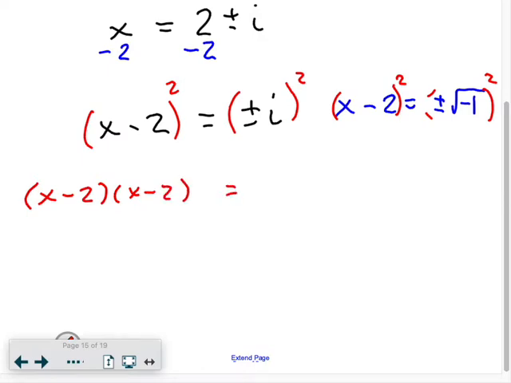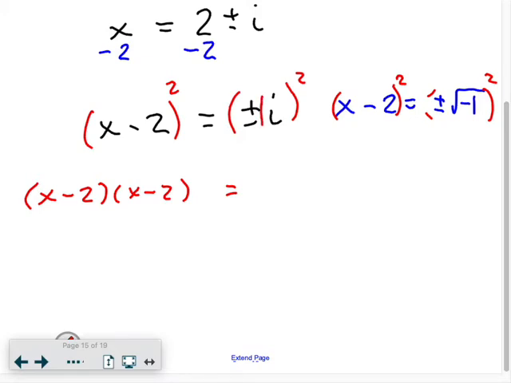And then on the right side, plus minus i squared. So when you square a positive value, it becomes positive. When you square a negative value, it becomes positive. So the plus or minus here just becomes one positive, okay? Some students get a little concerned. They think they have to do this twice. You're only doing it once, and when you square positive or negative 1, that becomes positive 1.